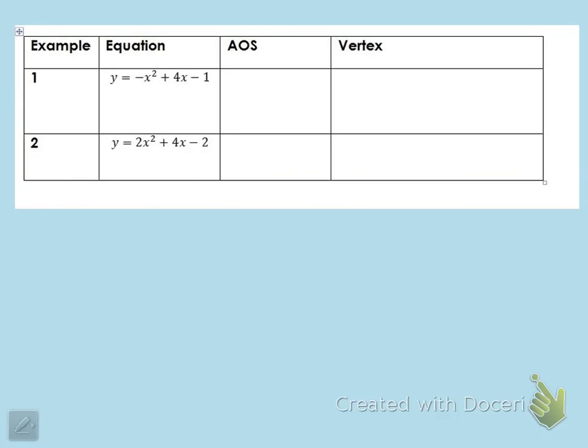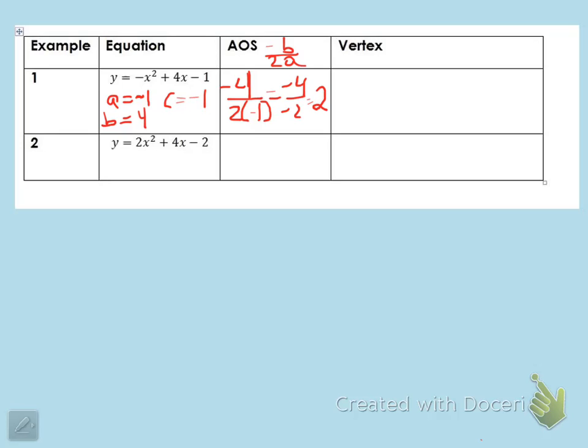So my AOS is negative b over 2a. Let's go ahead and try it. My a for this is negative 1 because it's the number in front of my x squared. My b is 4 because it's the number in front of x. And my c is negative 1. If I plug in my negative b, I'm going to get negative 4 over 2 times my a, which is negative 1. So negative 4 over negative 2. So my AOS for that is 2.